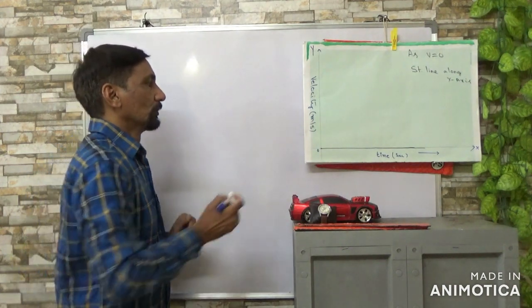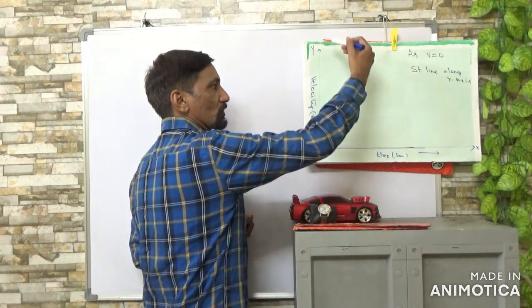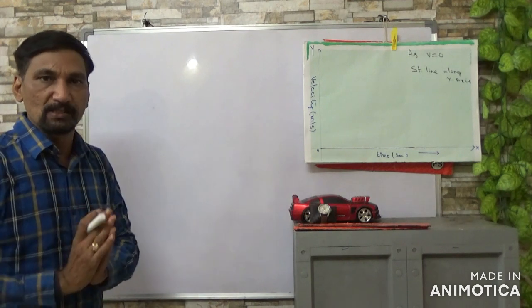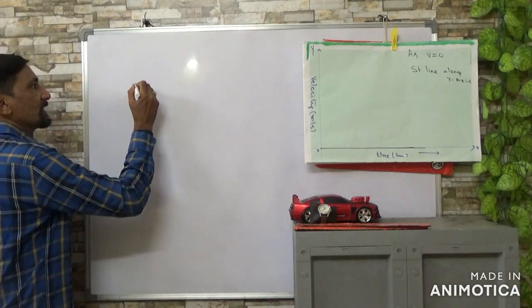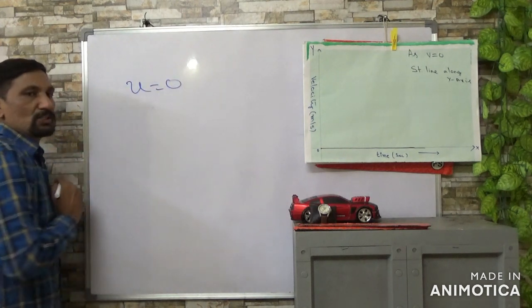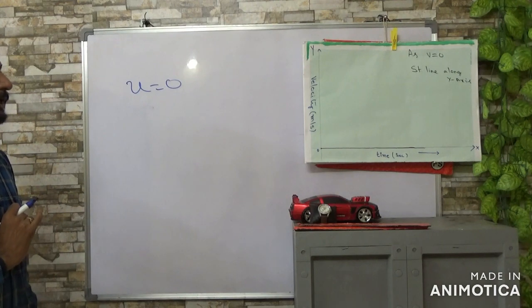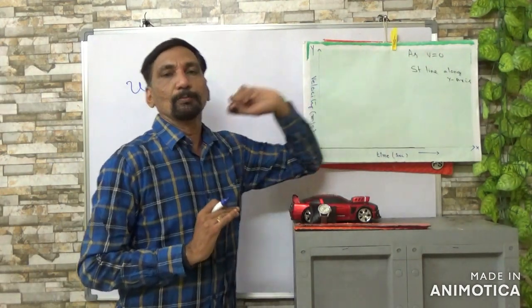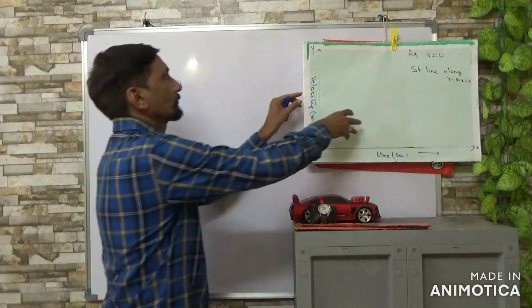As you are increasing the time, you can see no change in the position of the car, means no displacement, followed by no velocity. So you can say it is at rest. What is the initial velocity of the car? 0. So you can say it is a straight line along positive x-axis.